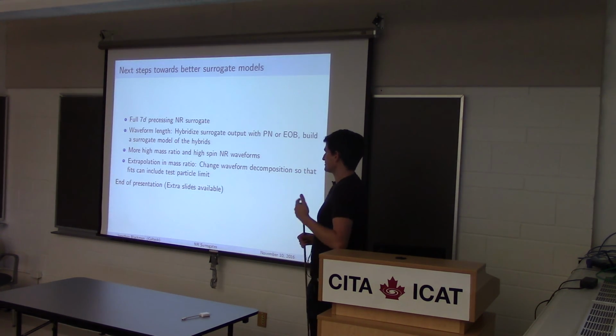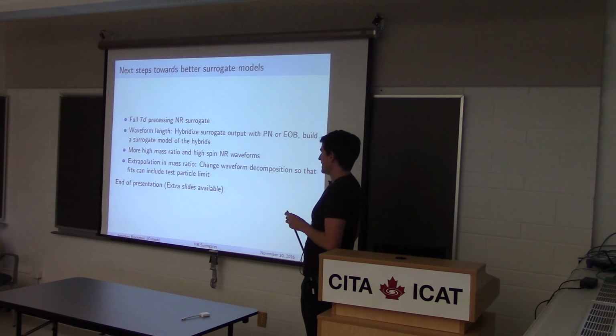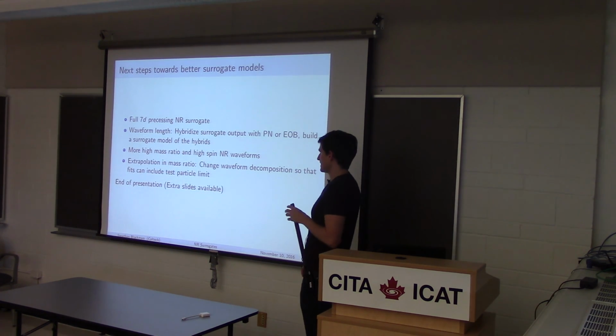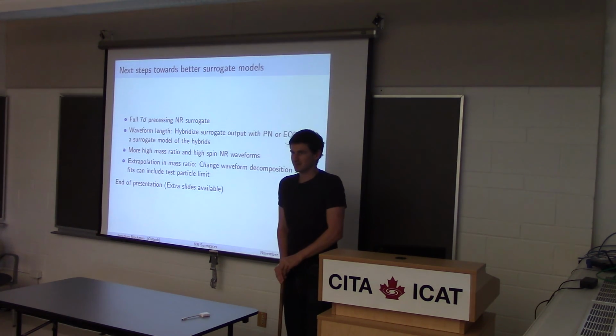Eventually getting up to mass ratio 10 or so would be great. And we're also currently restricted to spins of 0.8, so extending to higher spins would be good. But I'll end there and take any questions you have. Thank you.